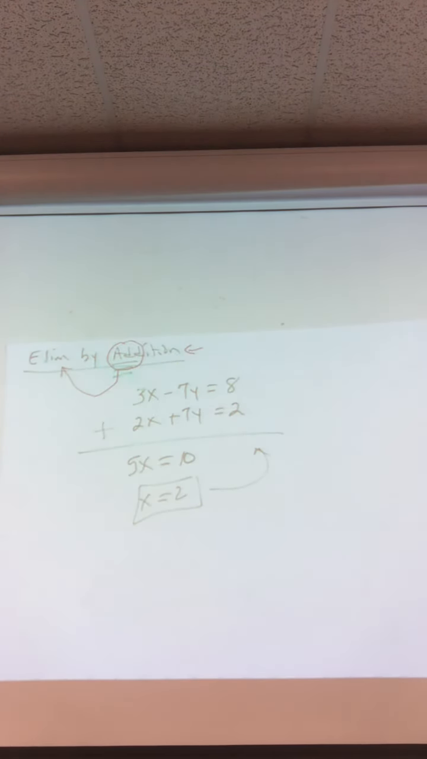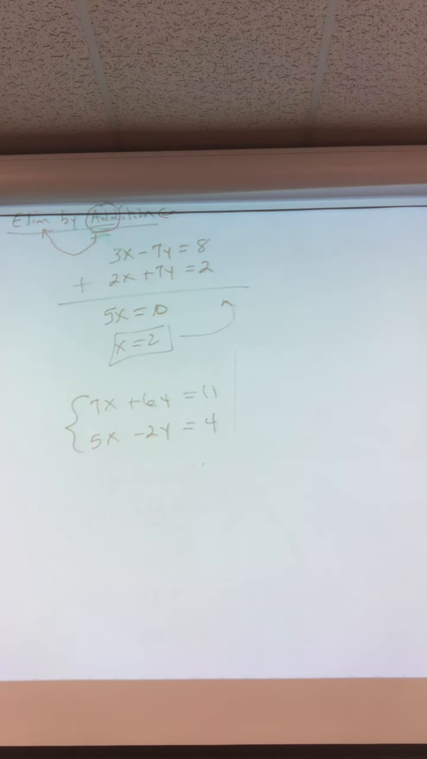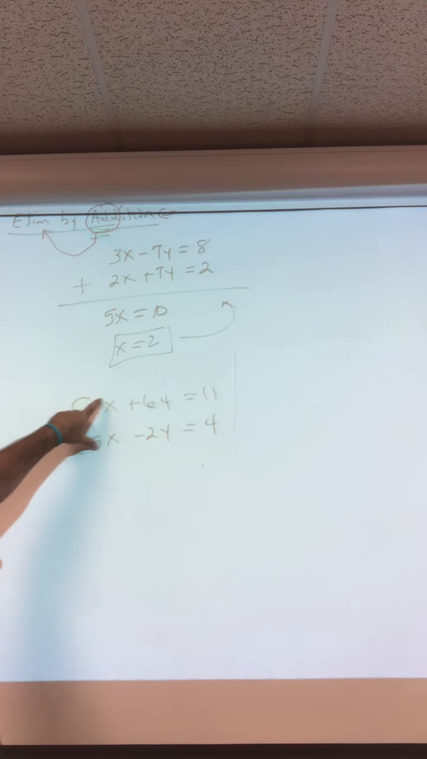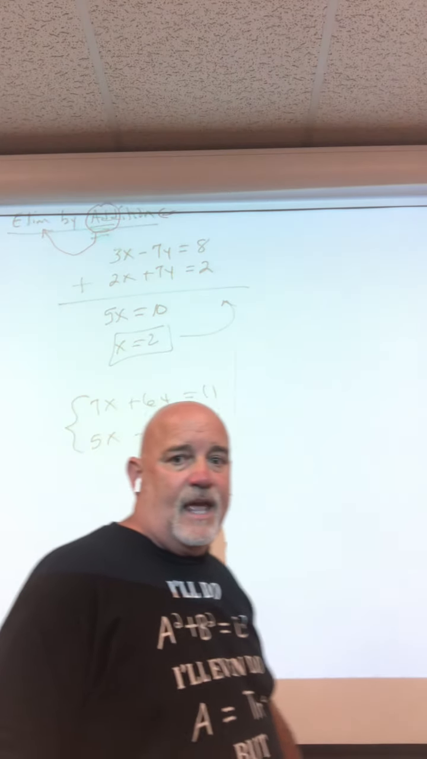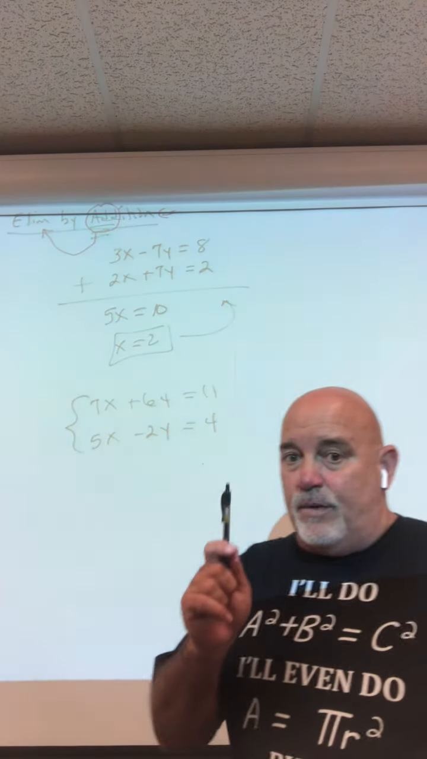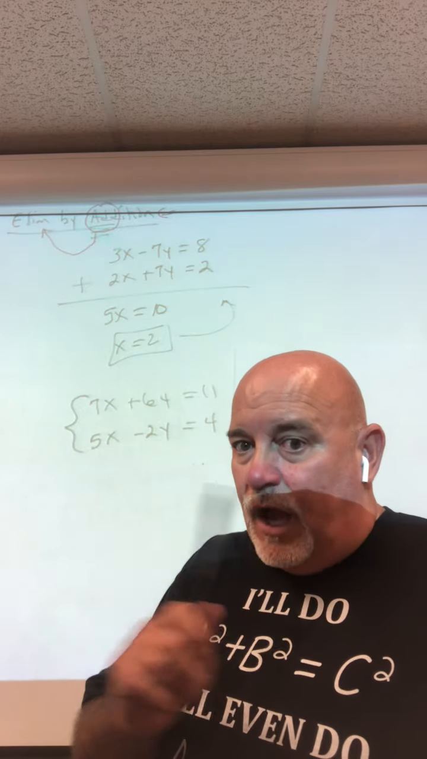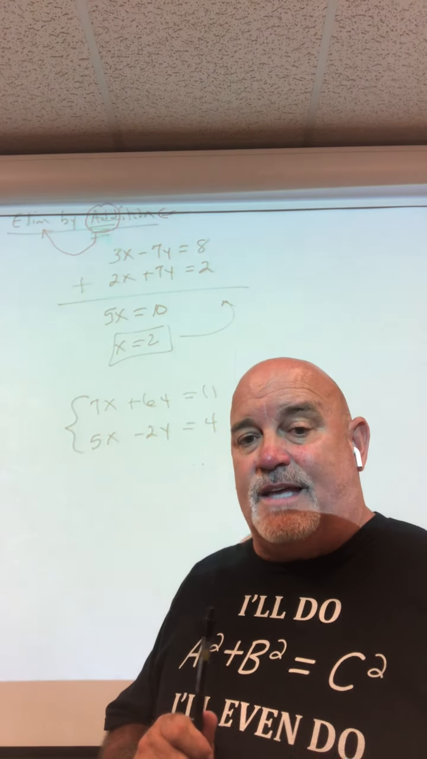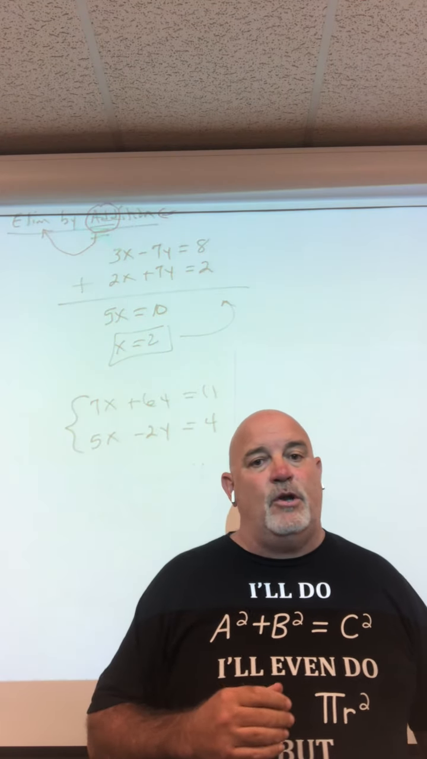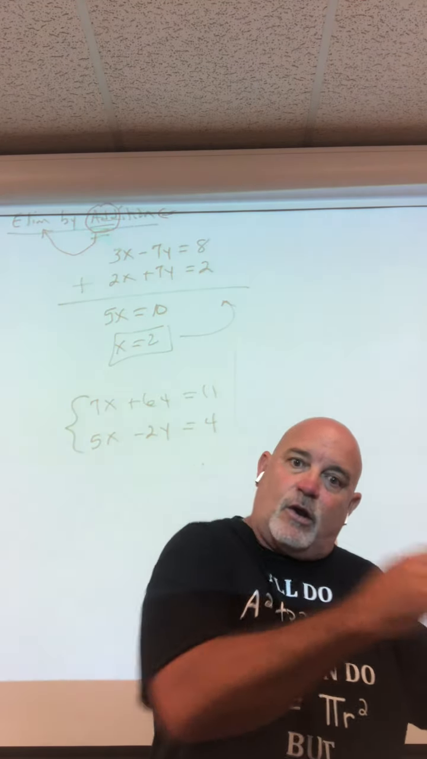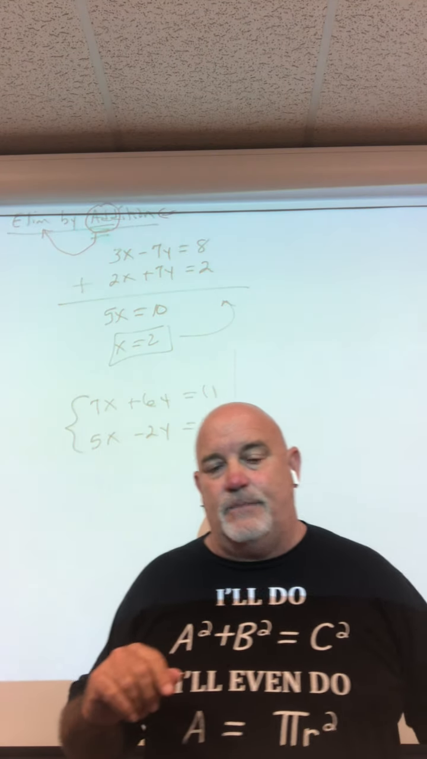Now, here's the problem. Sometimes that doesn't happen by itself. So like right here, if you add these together, you get 12x. If you add these together, you get plus 4y. So is either variable eliminated? No. But remember, one of the golden rules to an equation is this. You can multiply an equation by any number you want to as long as you multiply every term on both sides. So here's the objective.